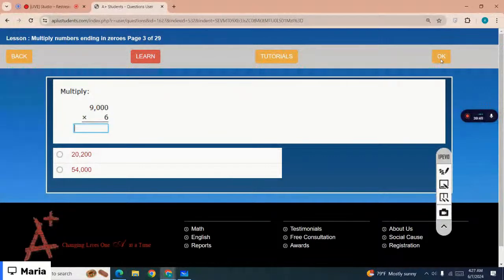9,000 times 6. So which is the correct option? Very good. That is 9 times 6. 9 times 6 is 54. So the correct option is 54,000. Option number 2 is the correct option.